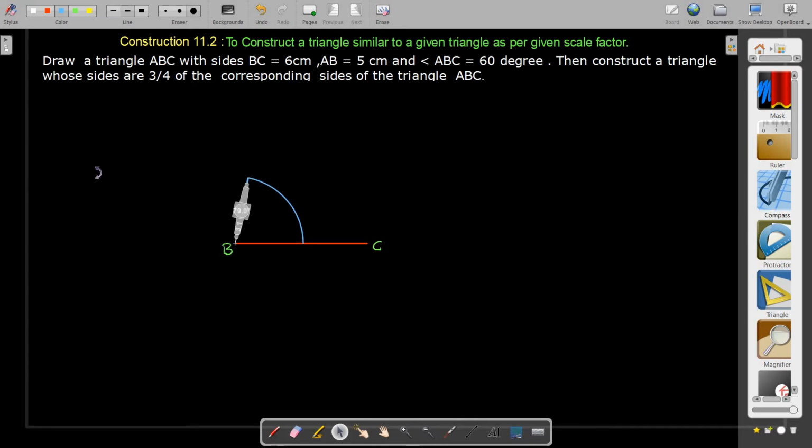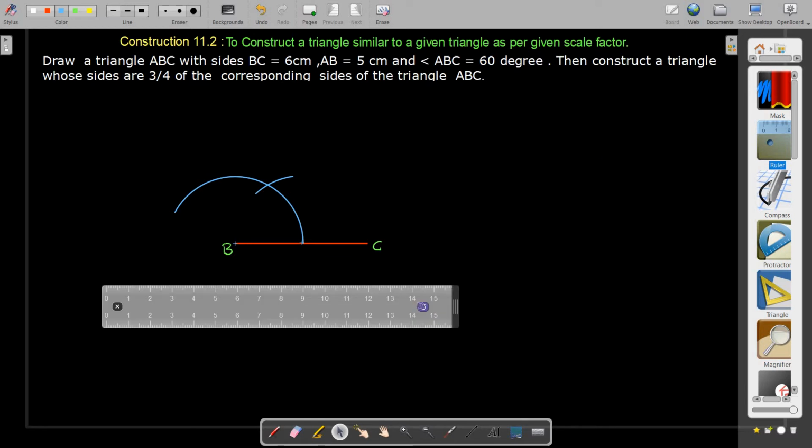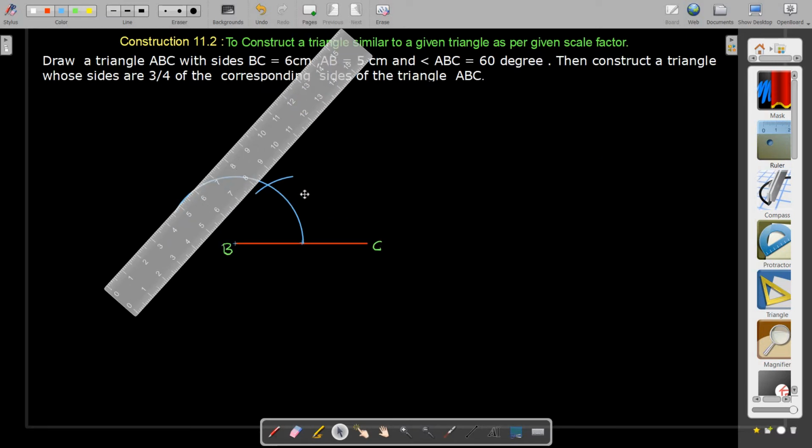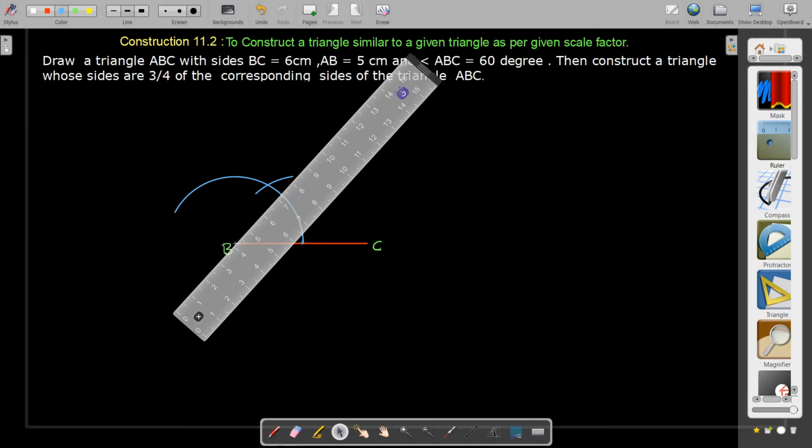With a certain radius, pointer at B, we draw an arc. Now with the same radius, pointer at the location where I placed, turn the pencil and cut an arc on the just constructed arc. And when we join point B to the point of intersection of these two arcs, angle 60 will be formed at B.